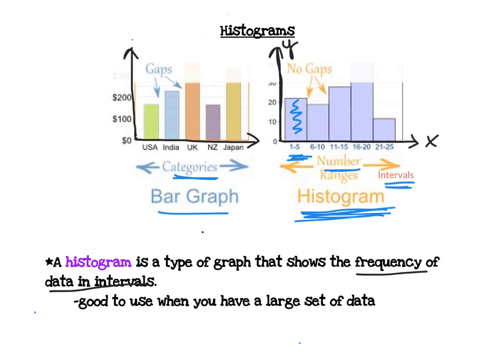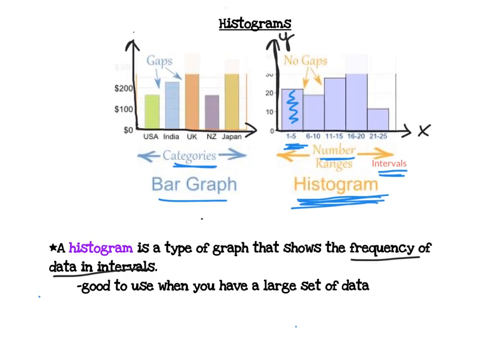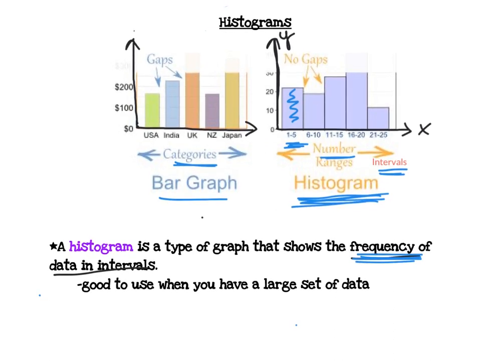Okay, now when we're talking about frequency, we said that a histogram shows the frequency of data in intervals. Frequency tells us how often something occurs. You know, like if I said I frequently go to Walmart, that means I go there often. And we could also use that word to tell specifically how many times something would happen. And that's what we have here. Histograms are good to use whenever we have a large set of data. So we have a lot of pieces of data, and maybe also our numbers are big or really spread out.